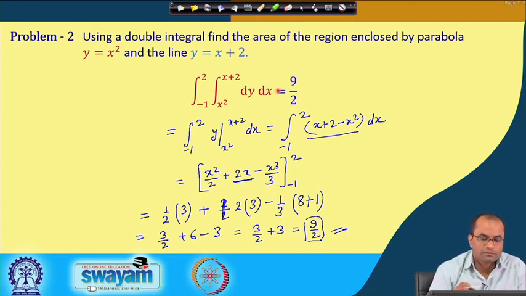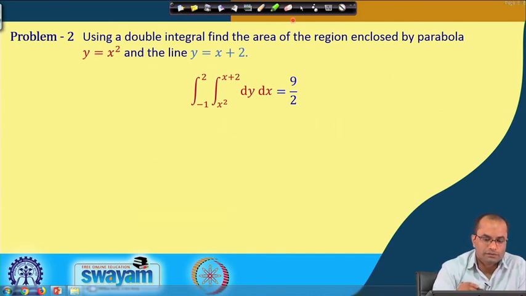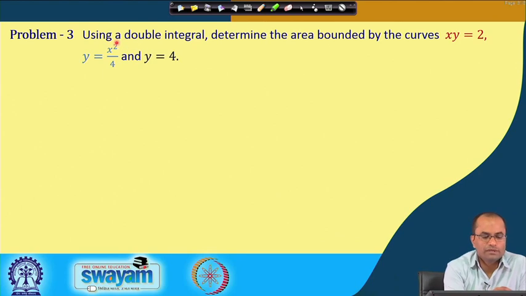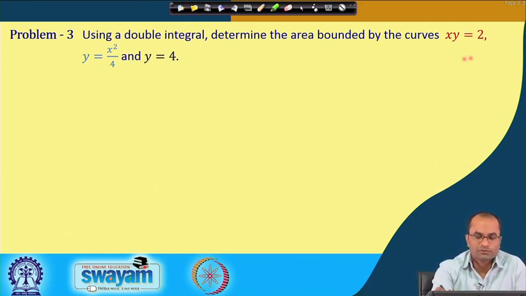So, which is also written there. Now we will take one more example for the area, where we again want to use the double integral to determine the area bounded by the curves x y is equal to 2. So, now we have three curves here: x y is equal to 2, y is equal to x square by 4, and y is equal to 4, this line parallel to the x axis.